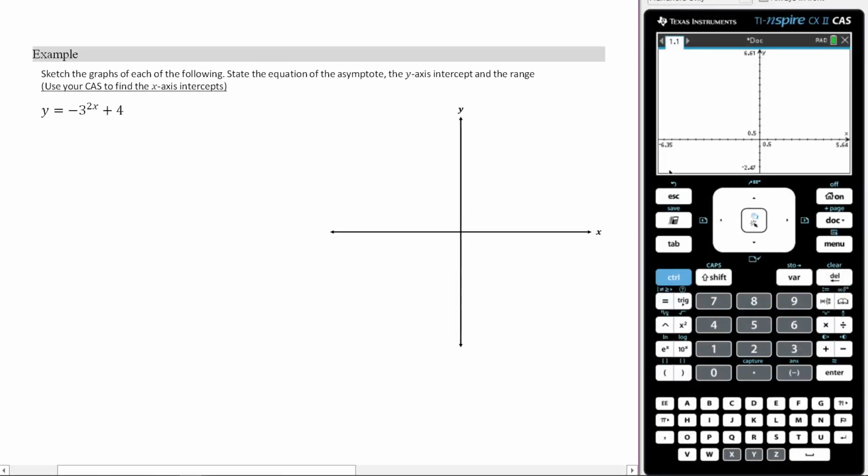We're now going to work through these examples. It says that we need to sketch the graphs of the following, state the equation of the asymptote, the y-axis intercept, and the range. And then it says use your CAS to find the x-axis intercepts. So let's give these a go.